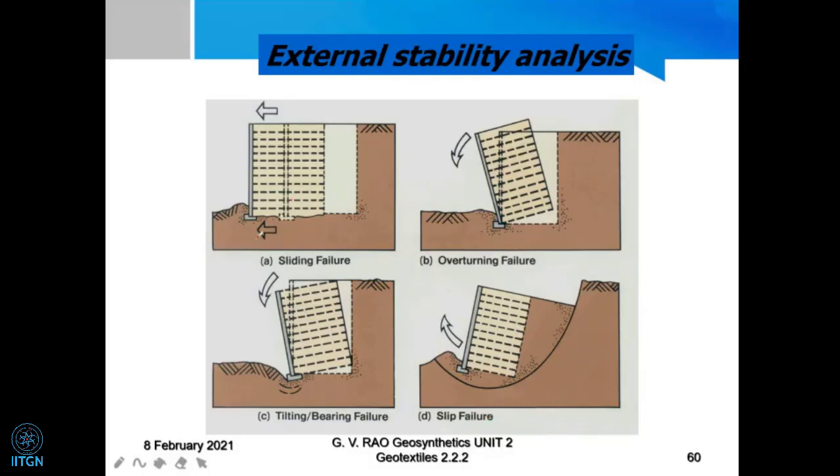So we are going to ensure that the trial length we assumed, let us say 0.7 h, is enough to give you stability for each of the partial factors, for each of the load combinations we said, which we are going to do.